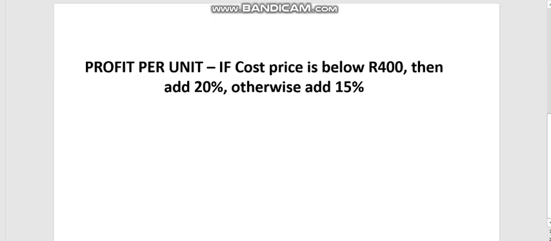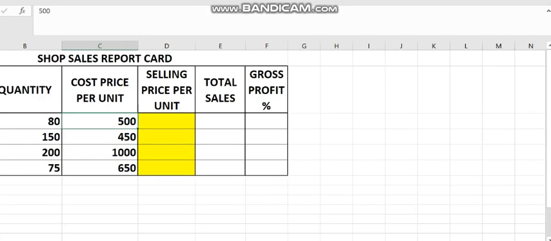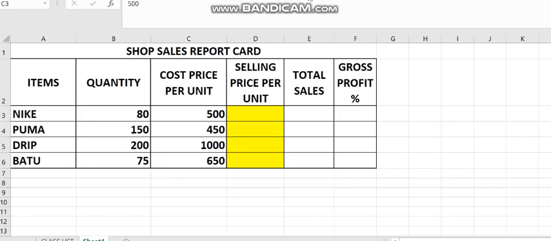Your spreadsheet is going to look like this. We're only going to do the yellow part where we're calculating the selling price per unit. You are given the cost price per unit and you are told to calculate the selling price. However, the selling price differs depending on the amount of the cost price. If the cost price is less, the selling price is calculated with a different percentage. If the cost price is above a certain amount, it is also calculated at a certain percentage.